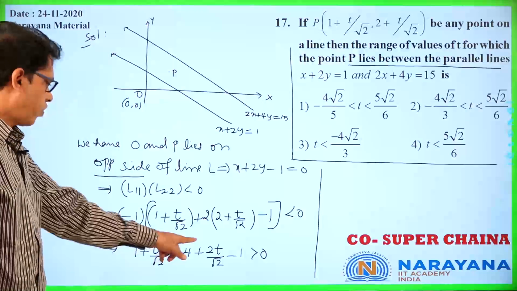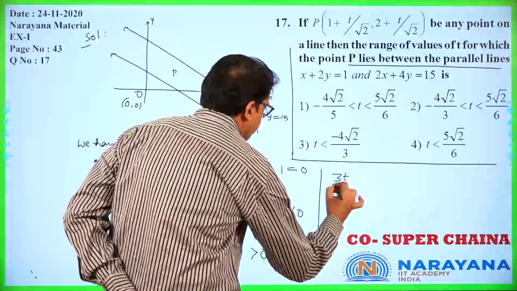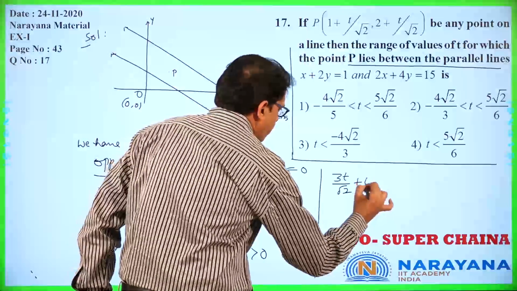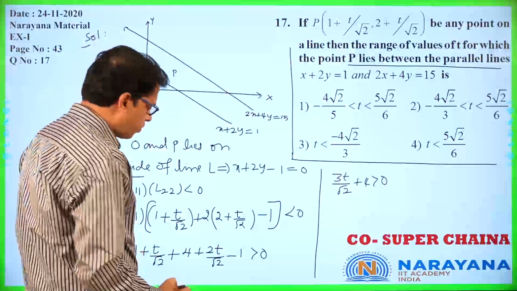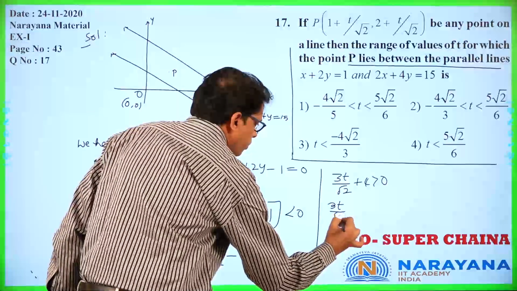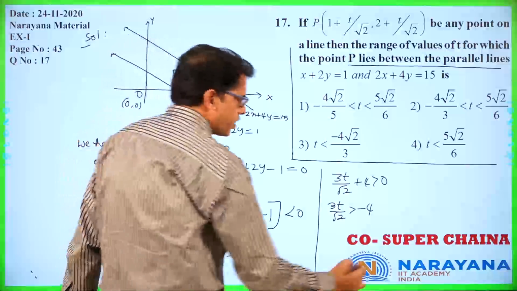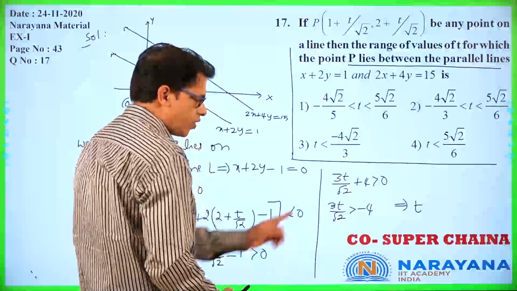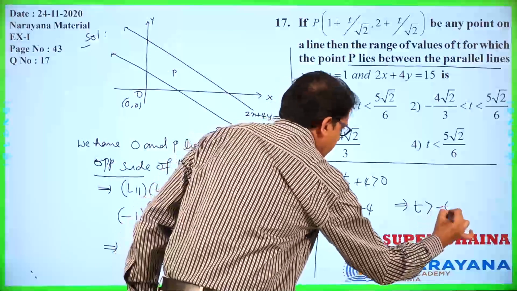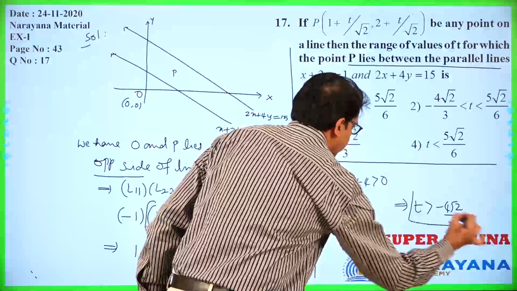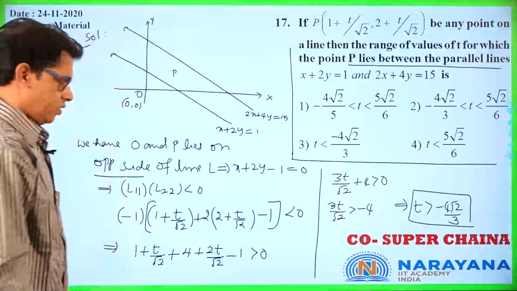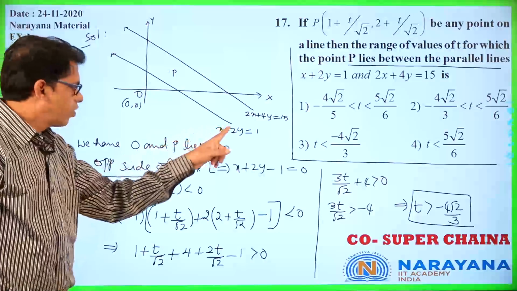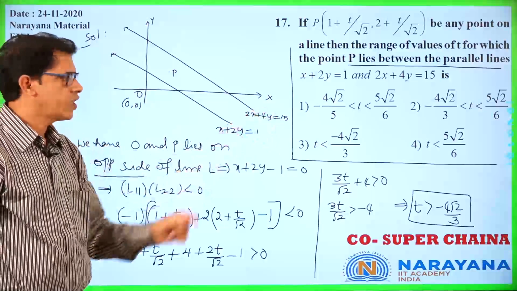Okay, so here what we get? 3t by root 2. Now what is the constant? 1 cancels out, plus 4. So plus 4 is greater than 0. That implies 3t by root 2 greater than minus 4. Now that implies t value, take 3 by root 2 to the other side. So t is greater than minus 4 root 2 by 3. This is the first condition. t value greater than minus 4 root 2 by 3. Is that clear?